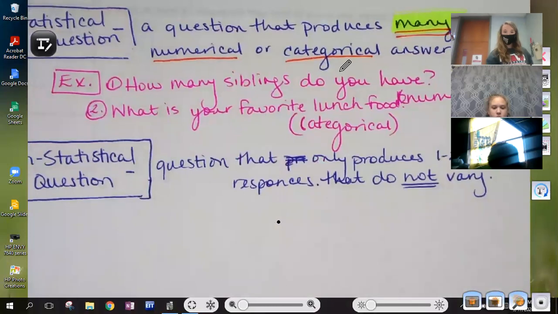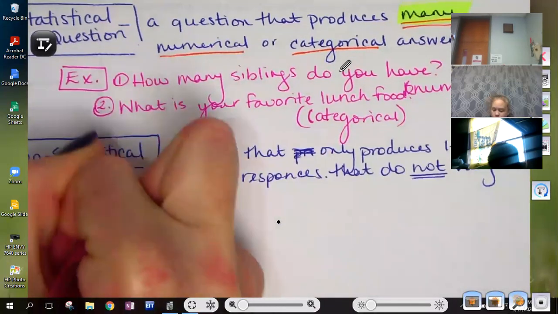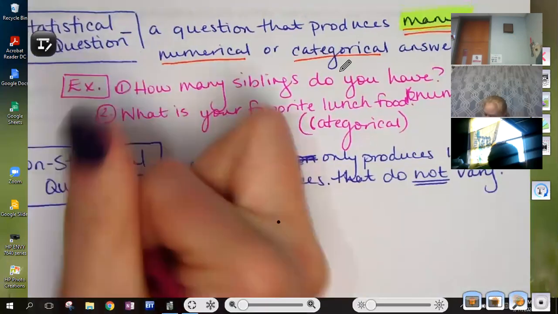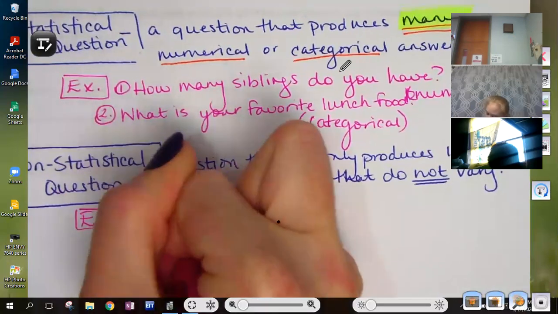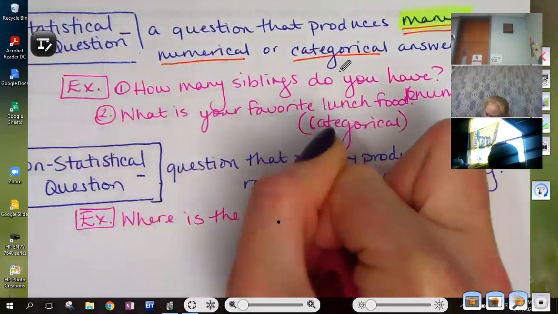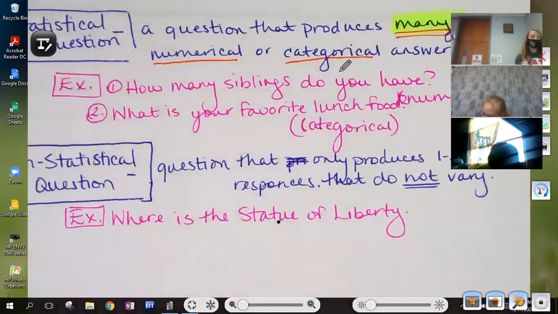Okay, so let's come up with an example of a non-statistical question. What's a question that we could go around and ask someone that's not going to give us a lot of answers? Tyler, what do you think? Where's the Statue of Liberty? Is there only one correct answer to that question? Yes. Where is the Statue of Liberty? Question mark.